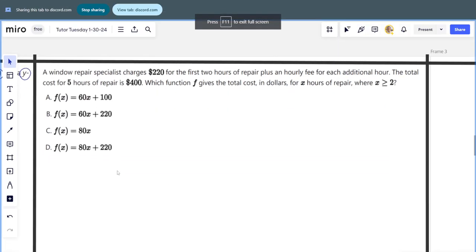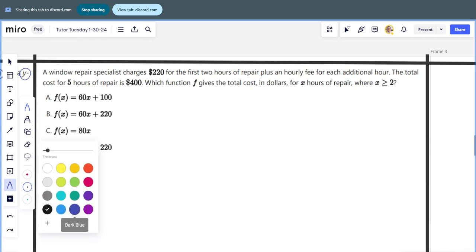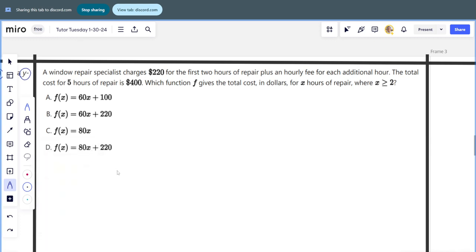But this one is saying a window repair specialist charges $220 for the first 2 hours of repair, plus an hourly fee for each additional hour. The total cost for 5 hours of repair is $400. Which function f gives the total cost in dollars for x hours of repair, where x is greater than or equal to 2?